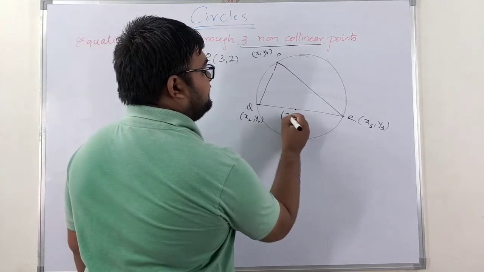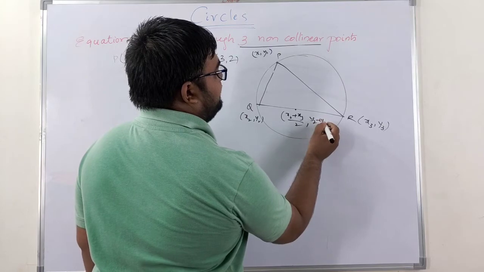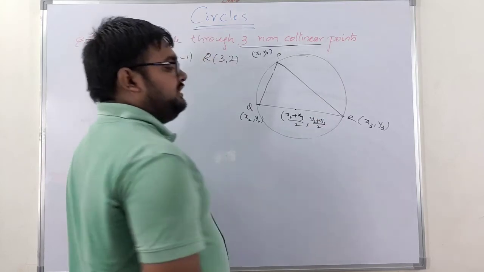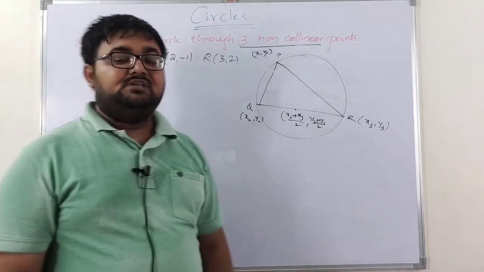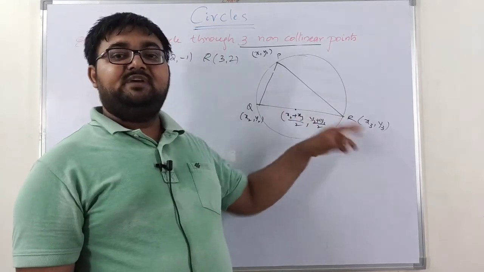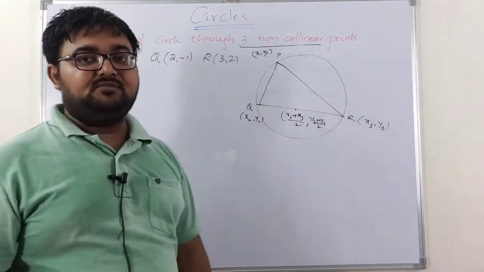So what is that? (x2 + x3)/2, (y2 + y3)/2. Now for this particular line, can I find the slope? So I can find out the slope now. (y3 - y2)/(x3 - x2) is nothing but the slope.